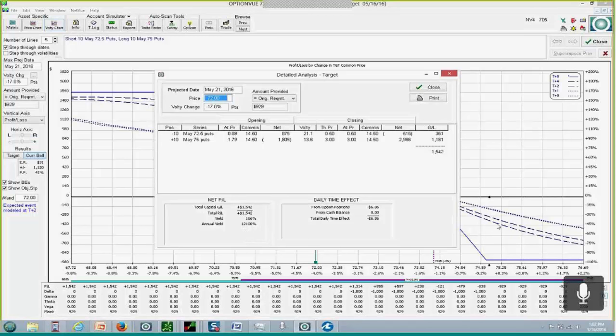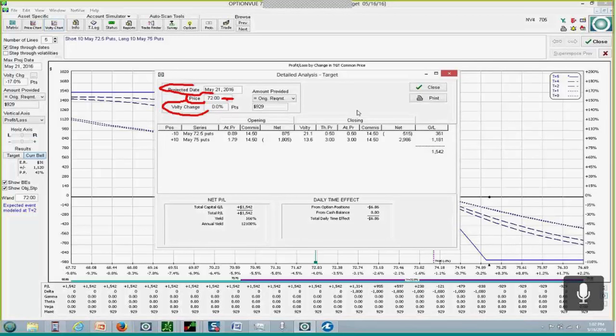So let's review. Number one, I have my time, my projected date, which is either going to be in 2 days or at expiration. I have to have my price target right. I have to see price drop to 72. And I have to see the implied volatility drop about 17%. Let's take a look and see what happens with no implied volatility change.